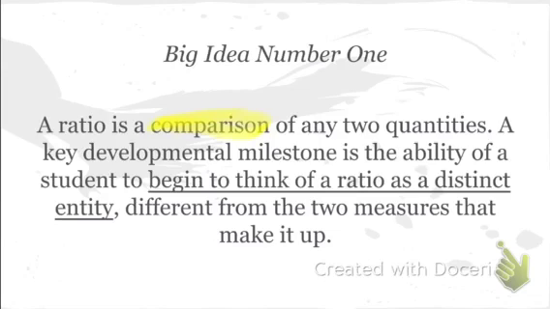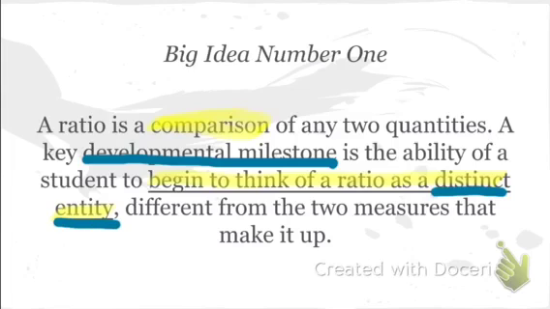A key developmental milestone, and that means for you guys, boys and girls, milestones are understandings, kind of epiphanies in a sense when you come to understand this. But one of those key developmental milestones is the ability of a student to begin to think of a ratio as a distinct entity. And that means a distinct entity means its own thing, okay? Its own thing, this idea of distinct entity.